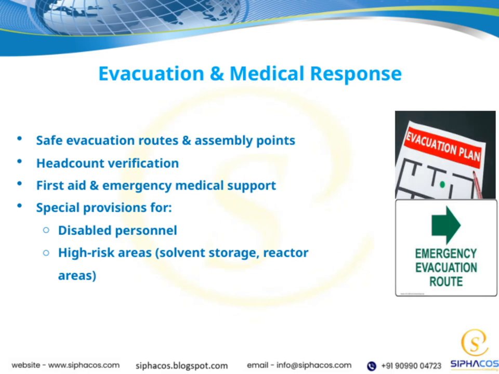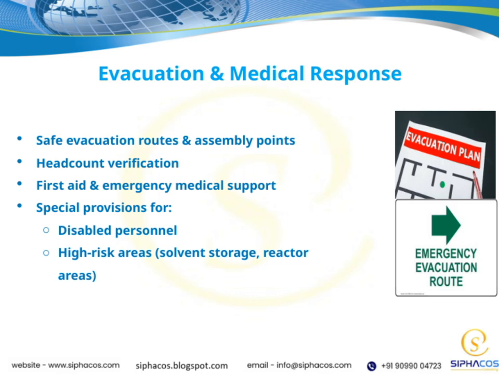Let's talk about safe evacuation routes and assembly points. It's crucial that everyone knows exactly where to go in case of an emergency, so clear signage and well-planned routes are essential. Once we've evacuated, headcount verification helps us ensure everyone is accounted for, which is a key step in managing the situation effectively. We also need to be prepared to provide first aid and emergency medical support quickly. This means having trained personnel and proper equipment on hand to deal with injuries or health issues that might arise during an evacuation.